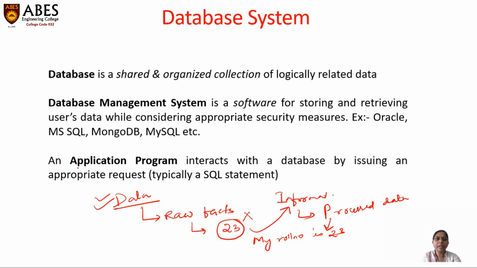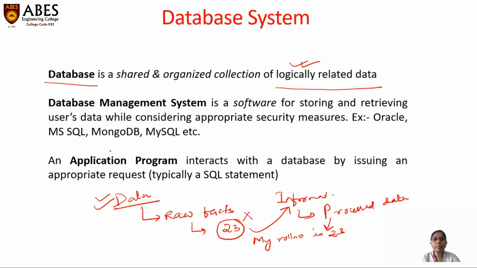Then we can define a very important term, that is database. So a database is a shared and organized collection of logically related data. Here the important term is logically related. What do I mean by that? As I said, data can be recorded, we can store the data, and those data can be stored in a database.